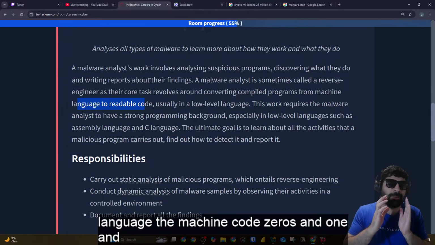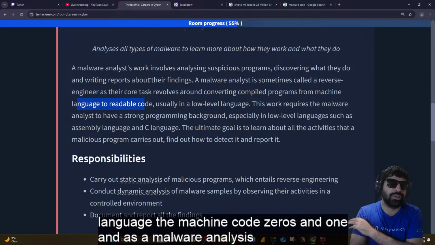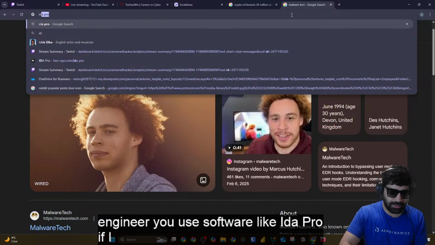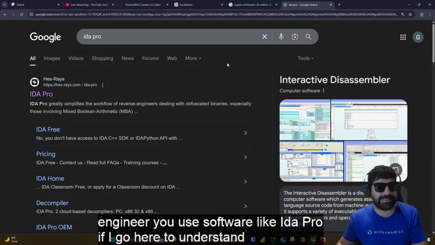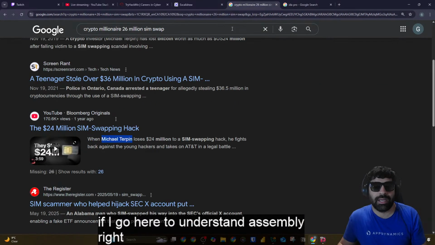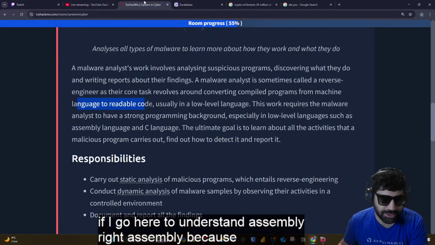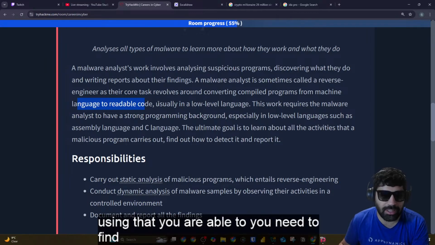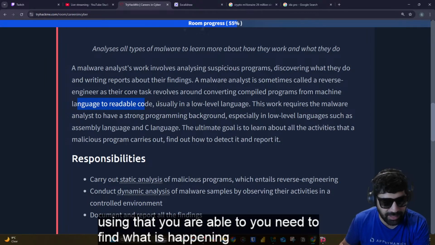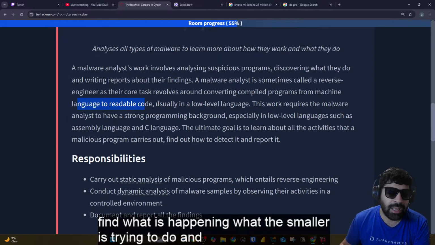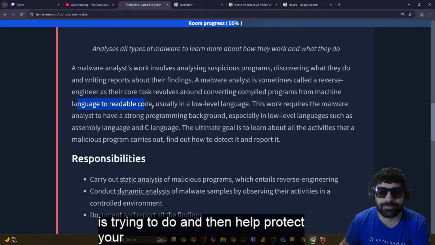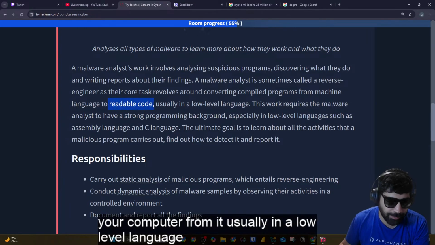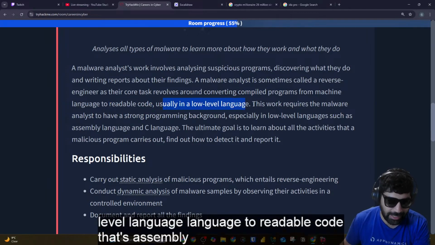And as a malware analyst, a reverse engineer, you use software like IDA Pro to understand assembly code, because that's the max it can reach. Using that, you need to find what is happening, what this malware is trying to do, and then help protect your computer from it. Usually it's in a low-level language: converting to readable code, that's assembly, a low-level language.